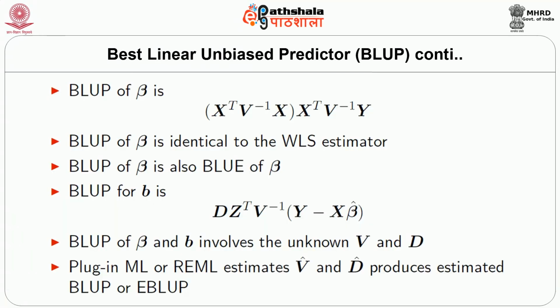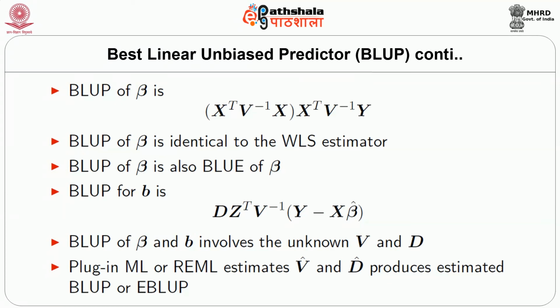Now, on solving this equation, the BLUP of beta comes out to be (X transpose V inverse X) inverse X transpose V inverse Y, and immediately we recall that this is nothing but the WLS estimator. Also, we know that the WLS estimator is the best linear unbiased estimator of beta. So, the BLUP of beta is nothing but the BLUE of beta and is identical to the weighted least squares estimator. However, the BLUP for b comes out to be D Z transpose V inverse (Y minus X beta).